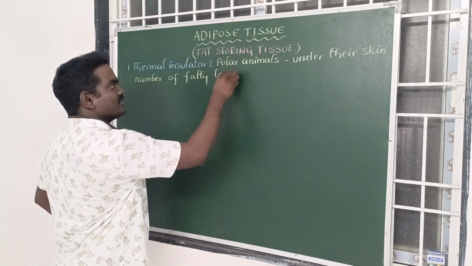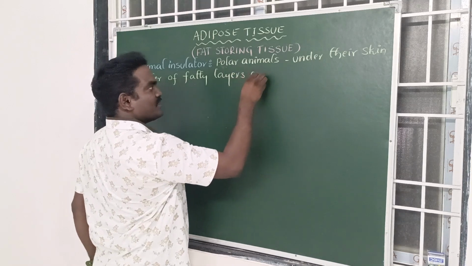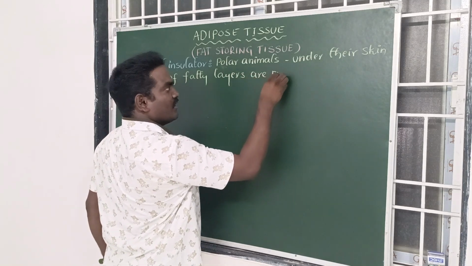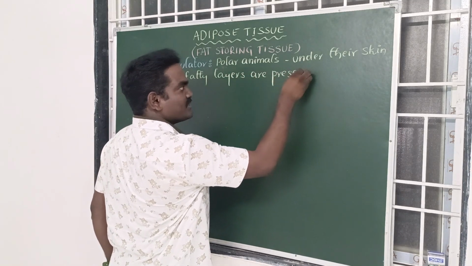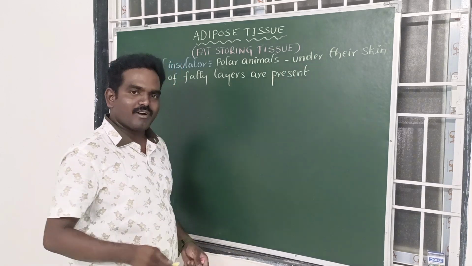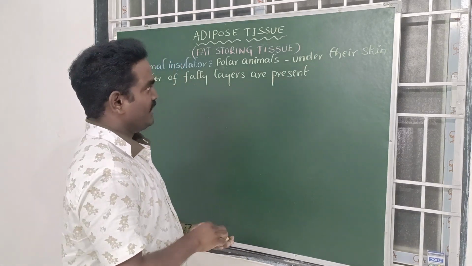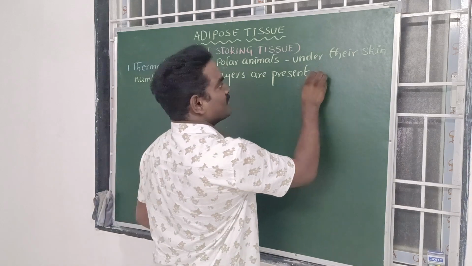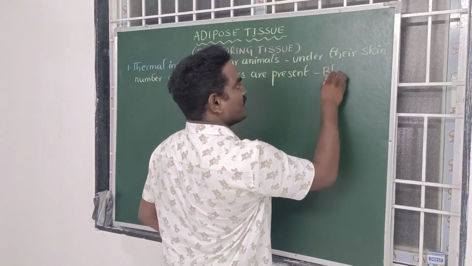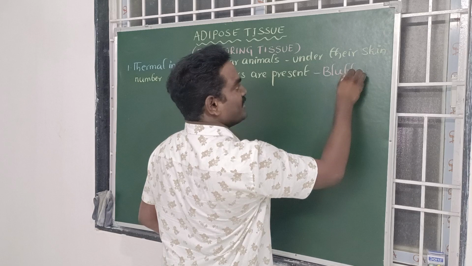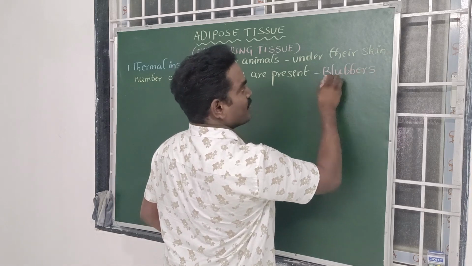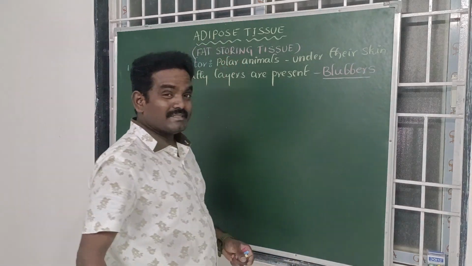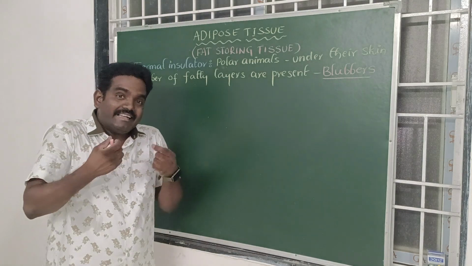Fatty layers are present. Hence, they are also called blubbers. That number of fatty layers is also known as blubbers. These blubbers generate heat in them.